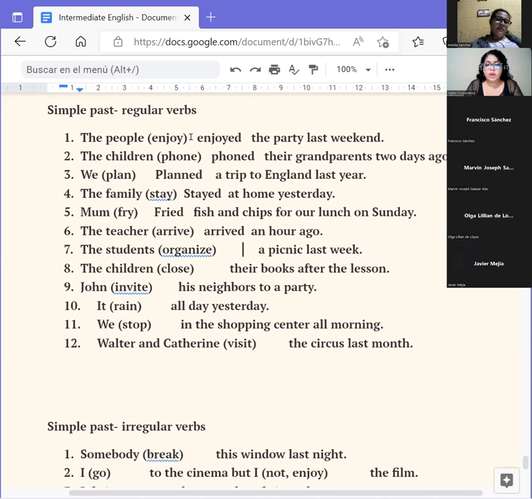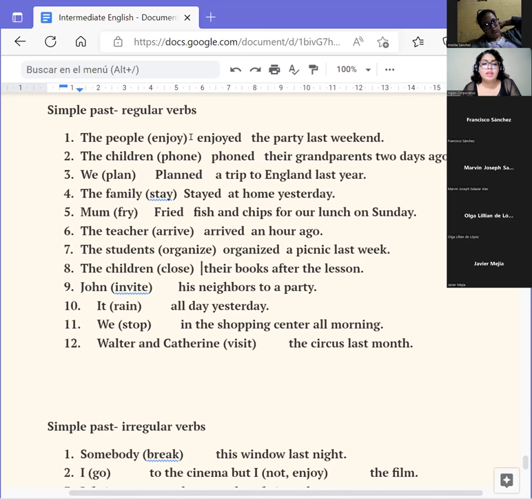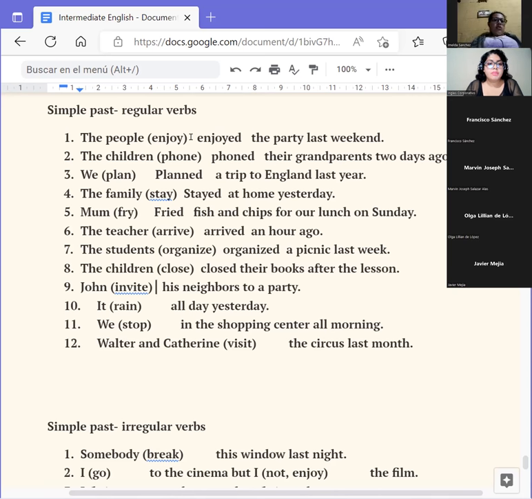The students organized a picnic last week. Organized in past? Organized. Then we have number eight: the children close their books after the lesson. Close in past. Closed. Good, amazing. Number nine: John invite his neighbors to a party. Invite in past. Invited. Nice.